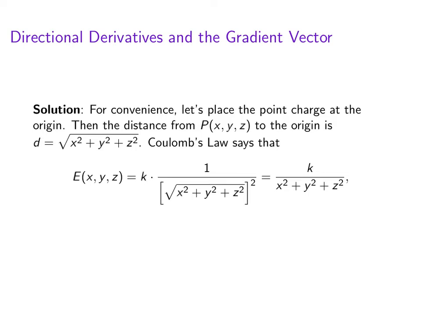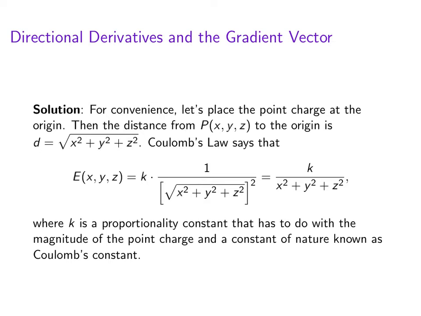Go back to the statement of the problem to see what Coulomb's law says. It says that the strength of the electric field is inversely proportional to the square of the distance from the point to the origin. So what you see in this expression is a proportionality constant, there is a square, and then the whole thing is in a fraction, 1 over the square of that. That's the inversely proportional part.